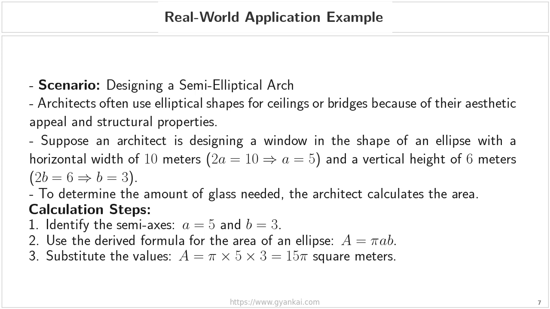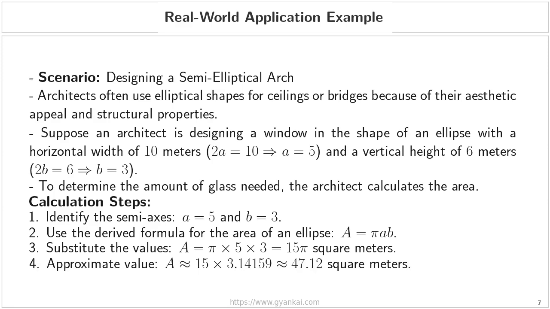Third, we substitute our specific values into the formula. This gives us area equals pi times 5 times 3, which simplifies to 15 pi square meters. Finally, to get a practical number for ordering materials, we calculate the approximate value. Using pi as approximately 3.14159, we find that the area is approximately 47.12 square meters. Before we move on to some common pitfalls to watch out for, keep in mind how much easier this was because we used the derived formula rather than attempting a complex integration from scratch.